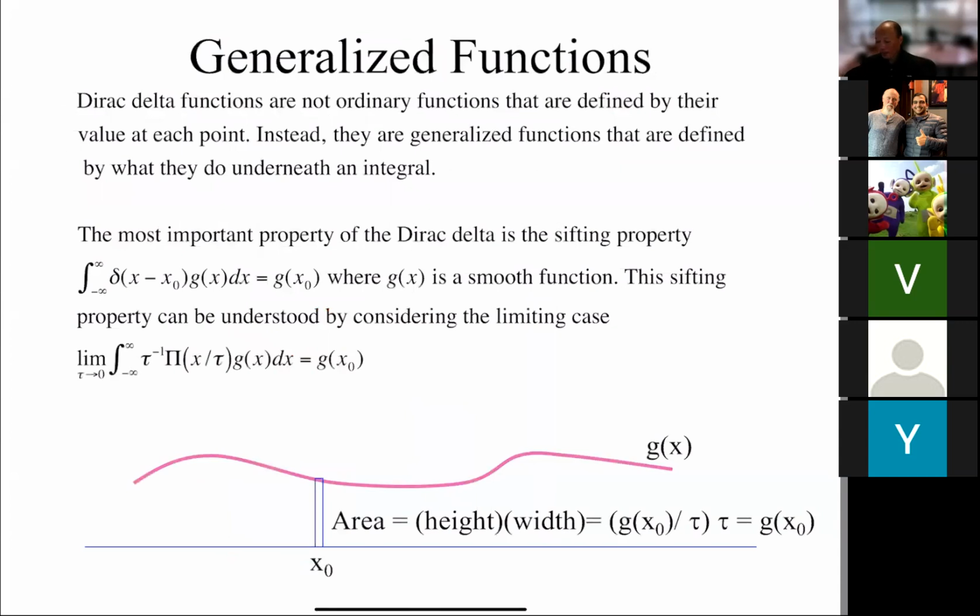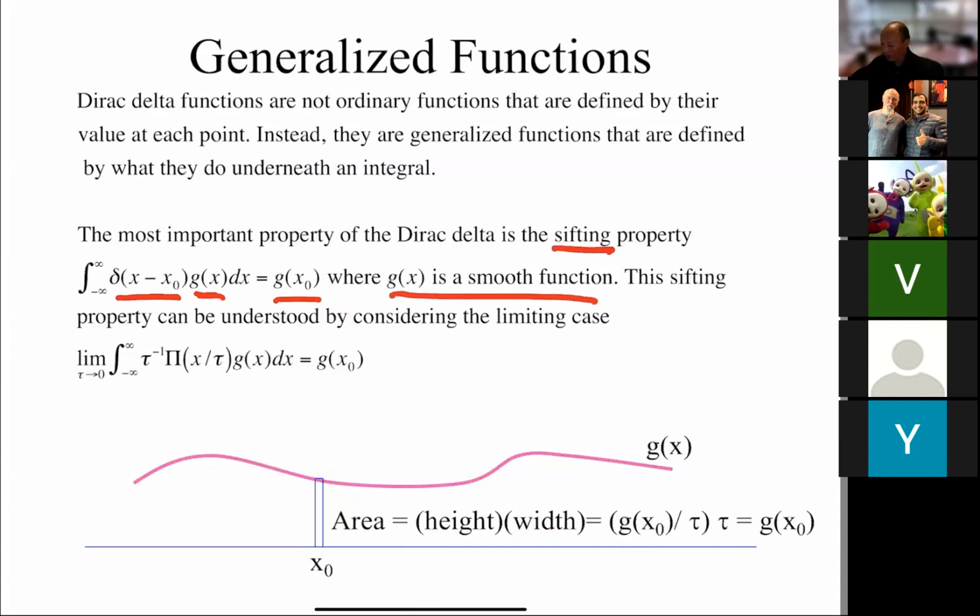The most important property of the delta function is what's called the sifting property. That means if you integrate any function g(x) with a shifted delta function, it just picks out the value of the function at the location of the delta function shift, assuming that g(x) is a smooth function.